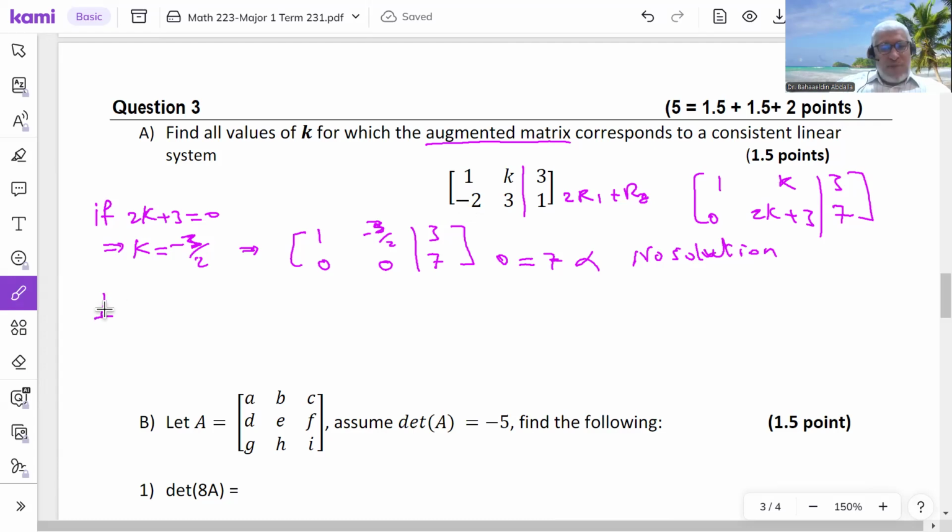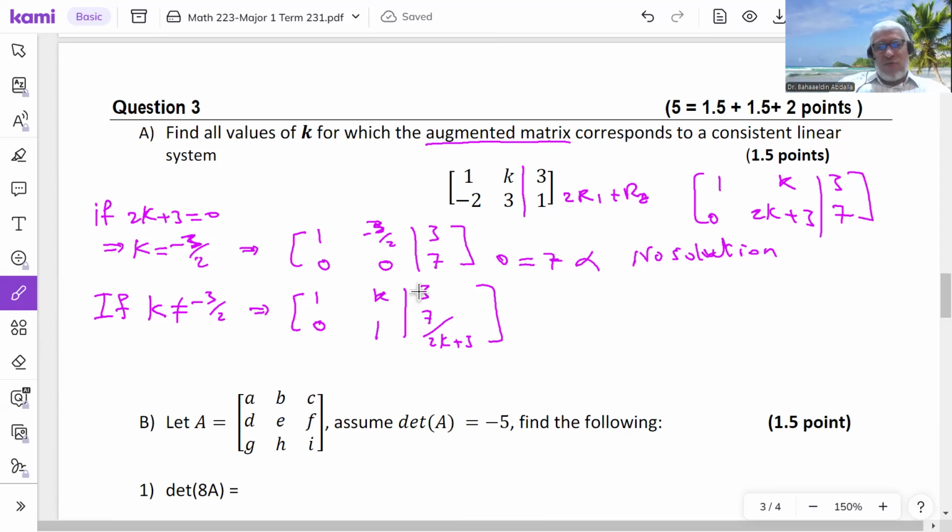So what happens in the other case? What is the other possibility? Either k is negative 3 over 2 or k is not negative 3 over 2. Well, what would happen in this case? We will have 1 and k, which is a number different than negative 3 over 2, and we will have 0, and we can divide by 2k plus 3 in this case, having a 1 here, and here we will have 7 over 2k plus 3. And this is just a number. So y would be equal to a number.